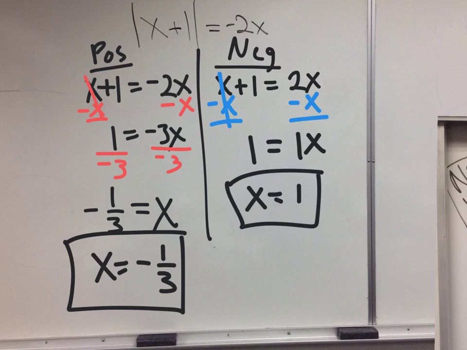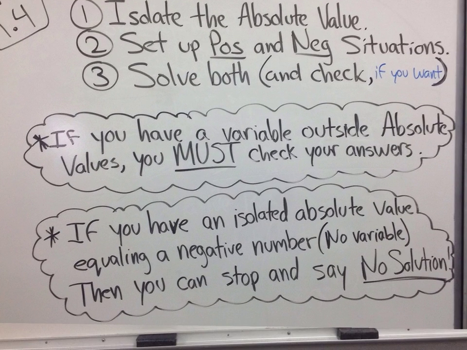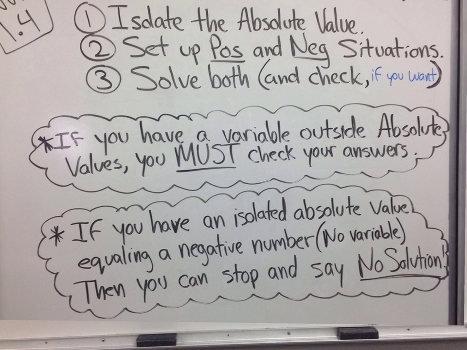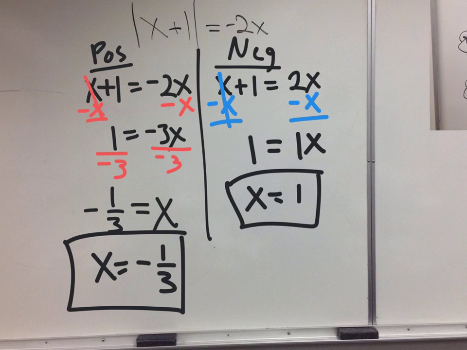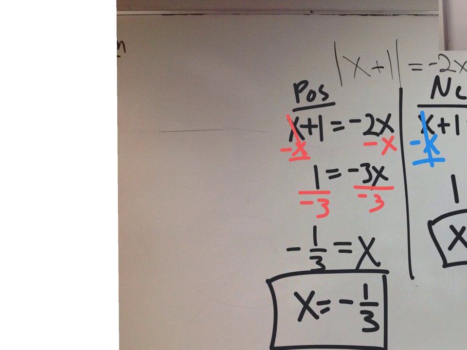Now, why do I need to check both solutions? Because it says so down here. If you have a variable on the outside of the absolute values, you must check your answers. You might end up with some answers that don't work. So on the original problem, I had an x on the outside of the absolute values, so I need to check it.